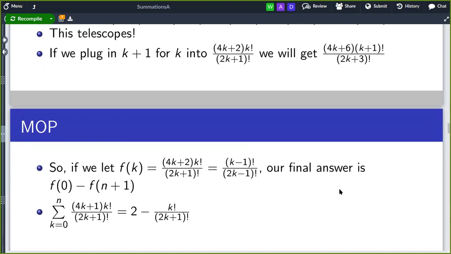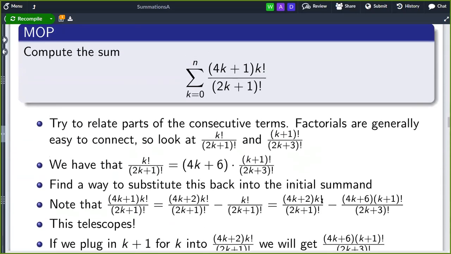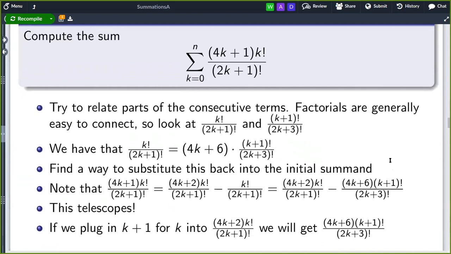So some people are asking for motivation. This question is a bit hard to do if you don't realize initially that it's telescopic. But as stated before, a general idea for finding telescopes is to try relating consecutive terms indirectly. So we discard the 4k plus 1 because we need to make a difference eventually. And we include the k factorial over (2k+1) factorial because it's really easy to relate consecutive values of this function, as they have an easy ratio to deal with.